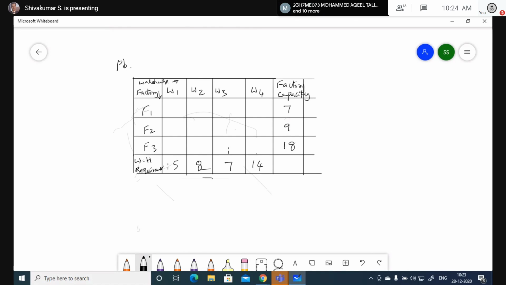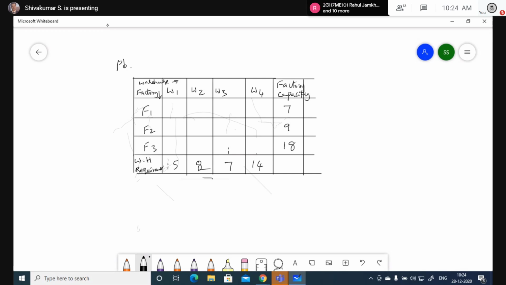Okay, see here, these are the factories F1, F2, F3. And the warehouse requirement is: warehouse 1 requires 5, warehouse 2 requires 8, warehouse 3 requires 7, and warehouse 4 requires 14. Then the factory capacities: factory 1 capacity is 7, factory 2 has a capacity of 9, and factory 3 has 18. Okay, those are the capacities of the factories.